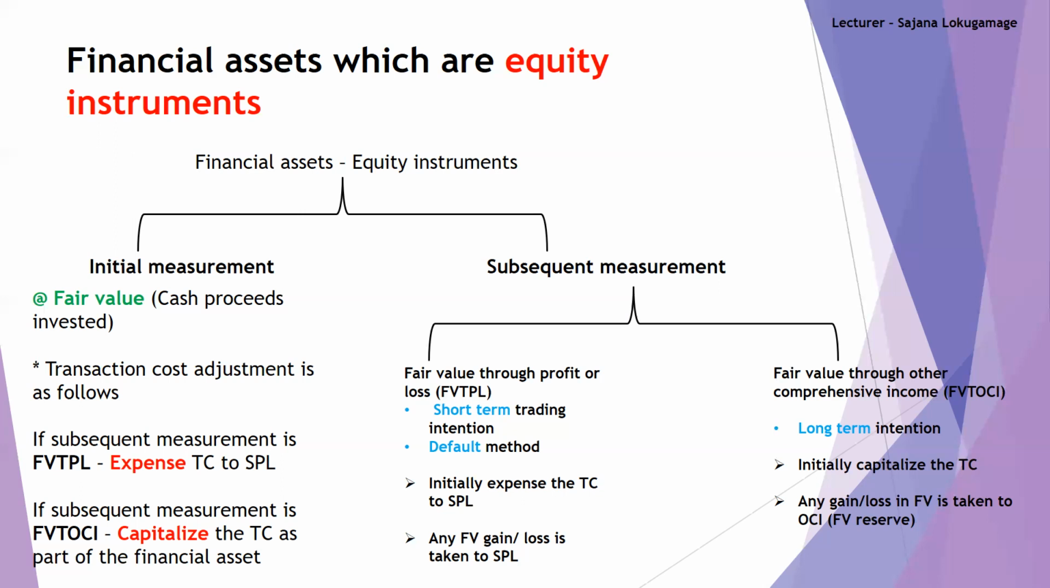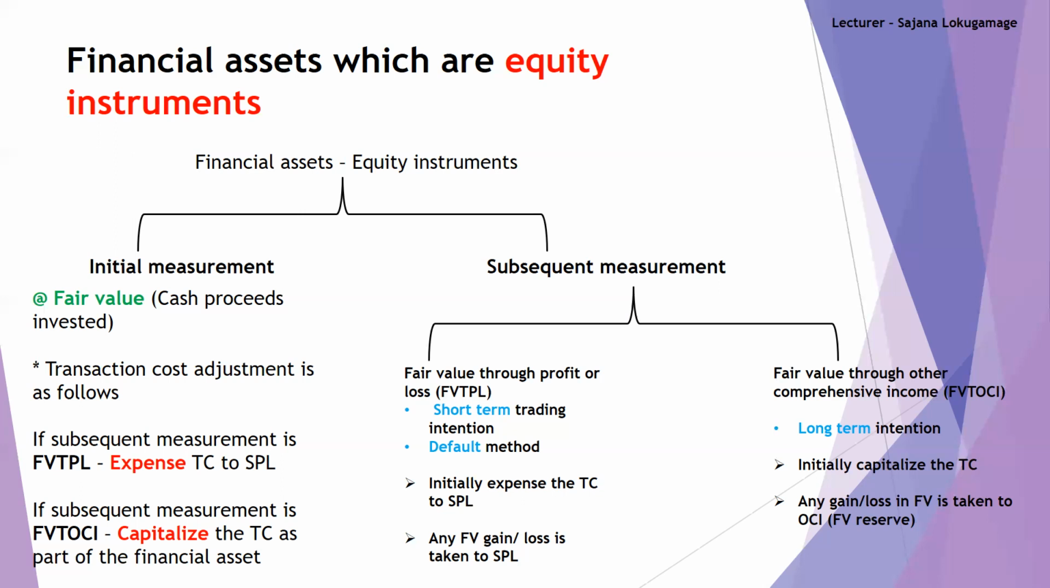So likewise, if you are purchasing shares of a company for short-term trading, you have to record it under FVTPL, fair value to profit or loss. The intention is for short-term, okay? Otherwise, guys, this is the default method as well. Remember that as well. FVTPL is the default method.